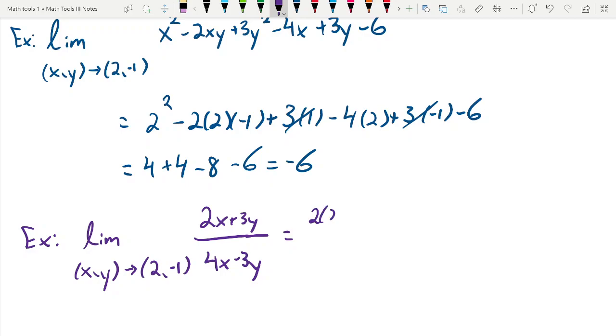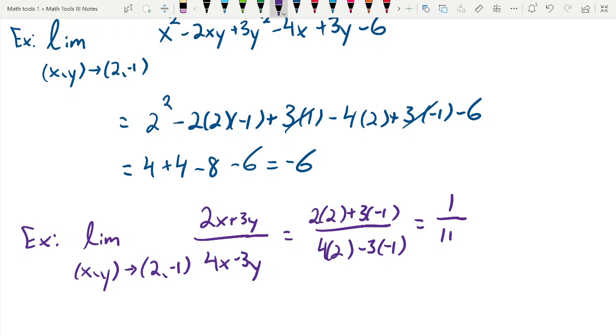So we just have to, again, do direct substitution, just plug the numbers in. So it's going to be 2 times 2 plus 3 times -1 over 4 times 2 minus 3 times -1. So we're going to have 4 minus 3 over 8 plus 3. So we get 1/11. Okay.